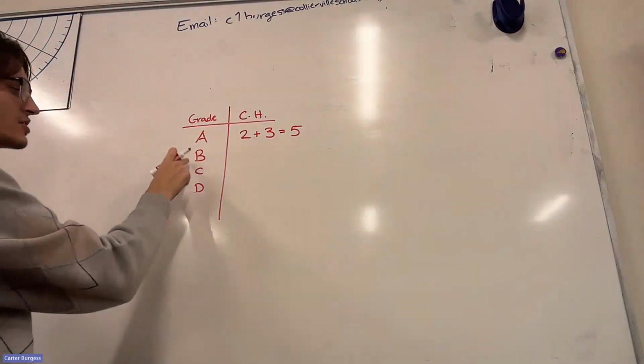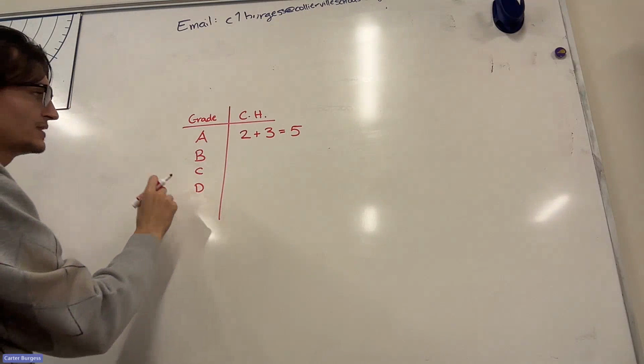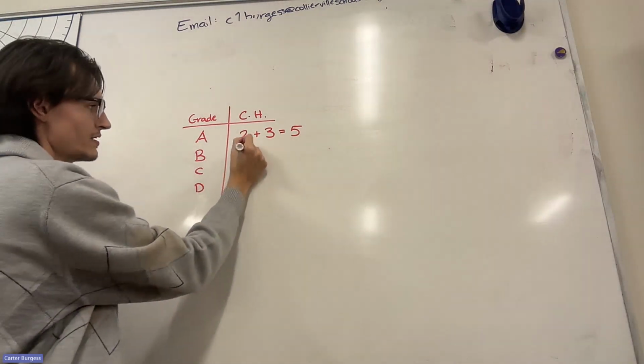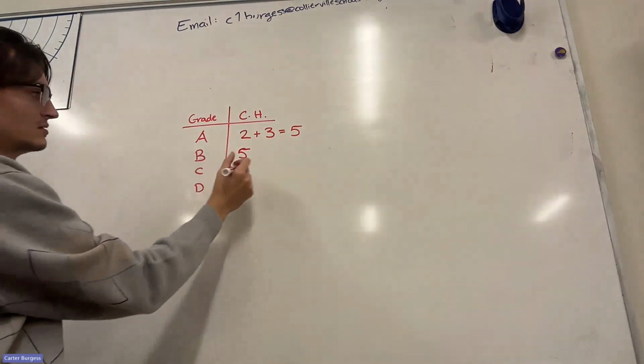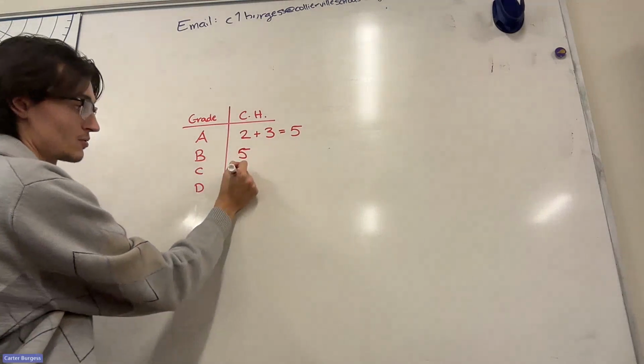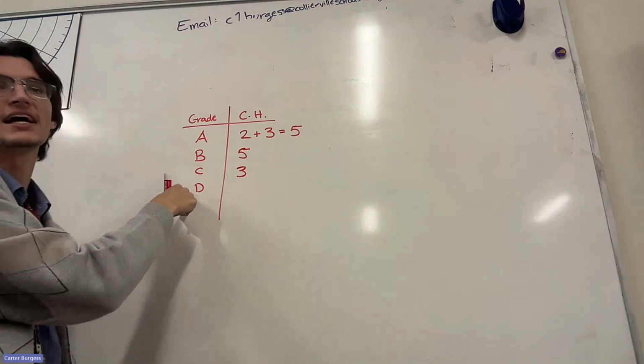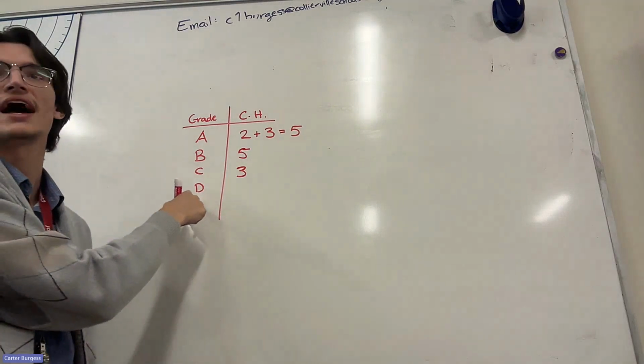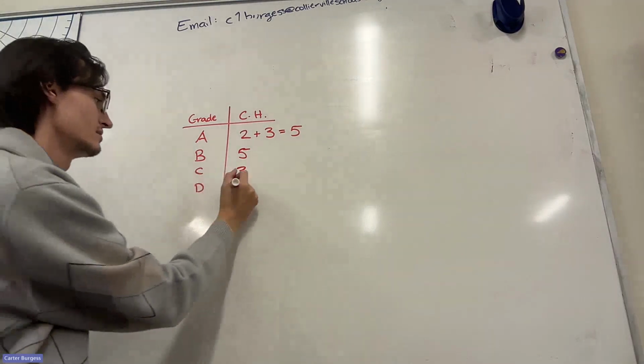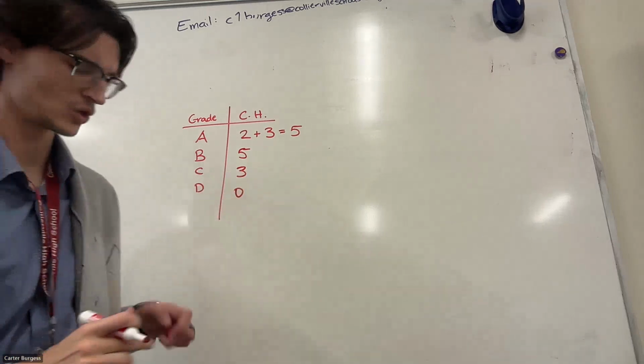How many credit hours are going to account for our B? 5. How many for our C? 3, I think. 3, yeah. And how many classes do we get D's? This is more demonstrative. I would not expect you to have this. How many get Ds? 0. Cool.